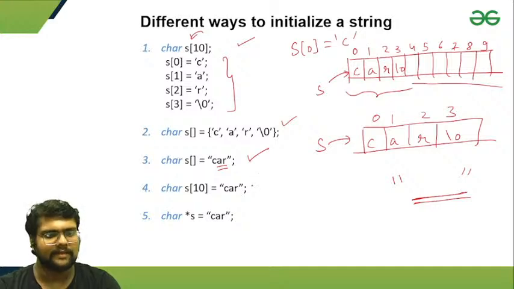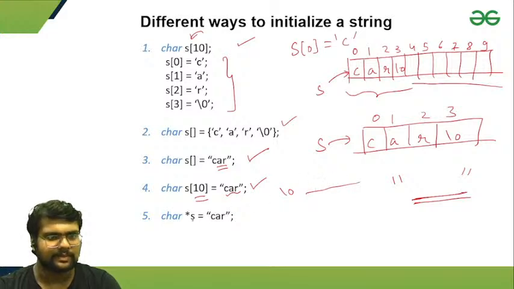Then another way to initialize the string is something like this, in which we can give the size of the array. But here only 3 characters are there, and after the 3 characters the null character will be there. So all the other bytes will be unused. Means the memory will be allocated, but it will not be used.